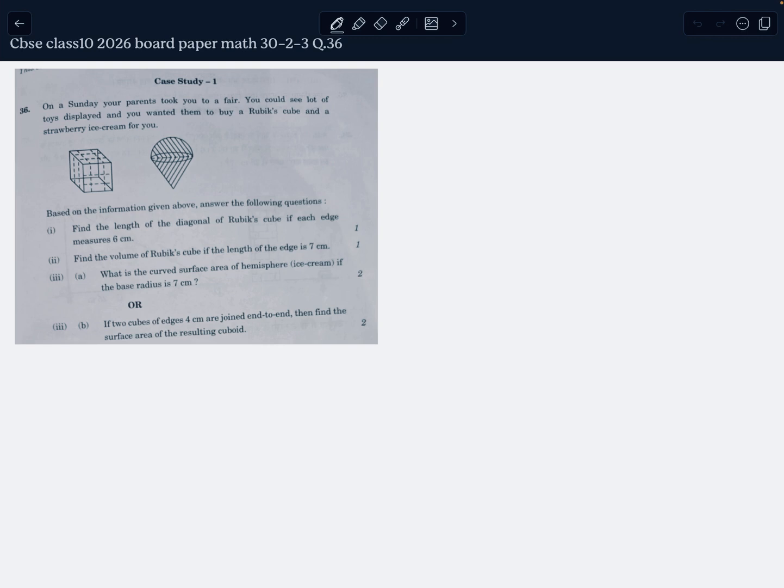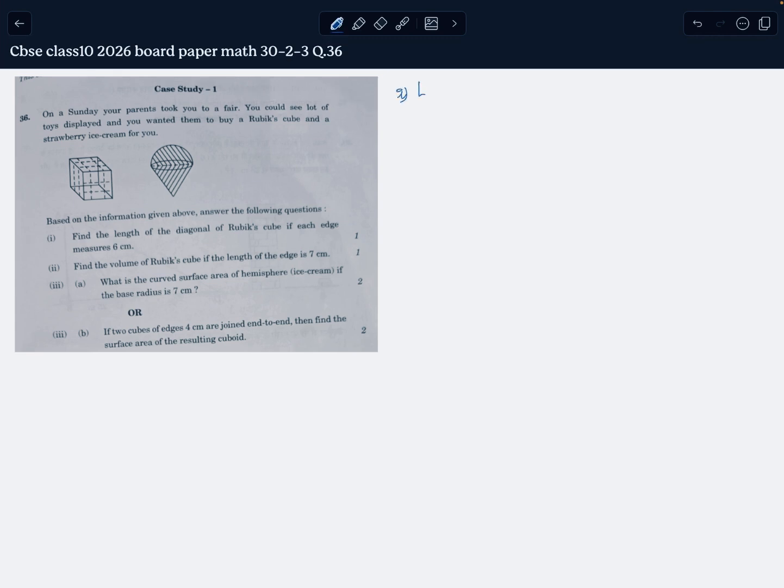Question 1. Find the length of the diagonal of the Rubik's Cube if each edge measures 6 centimeter. The length of the diagonal of the Rubik's Cube is a times root 3. A is 6, so 6 root 3 centimeter.